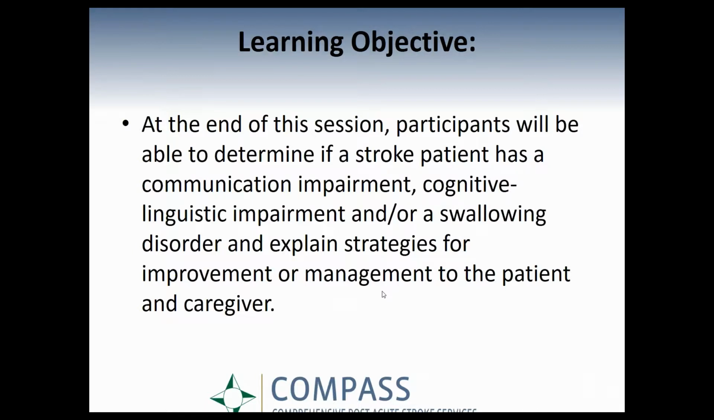So I tried to cram a ton of information into a little bit of time. I won't be reading everything off the slides. That's why some of them have extra information. And again, this is just a very, very broad brush overview of things we can offer patients with communication, cognitive, linguistic, and/or swallowing disorders.